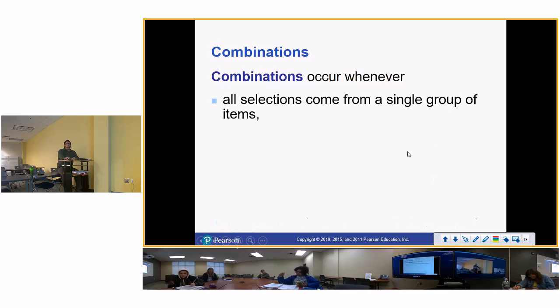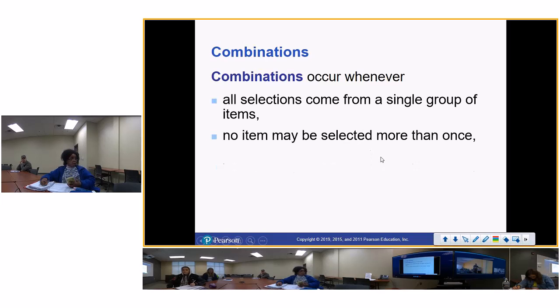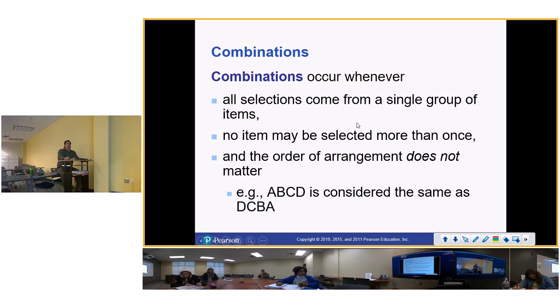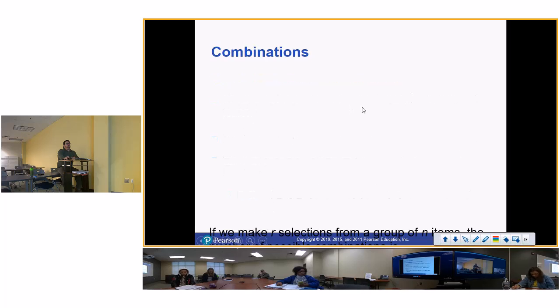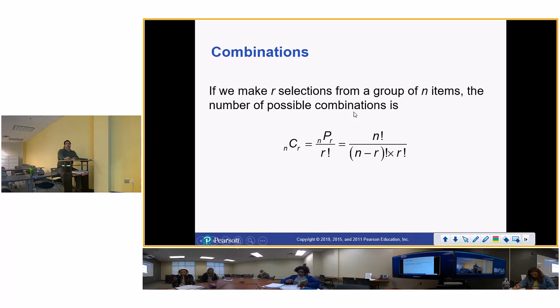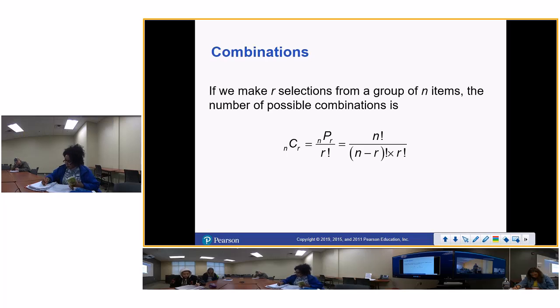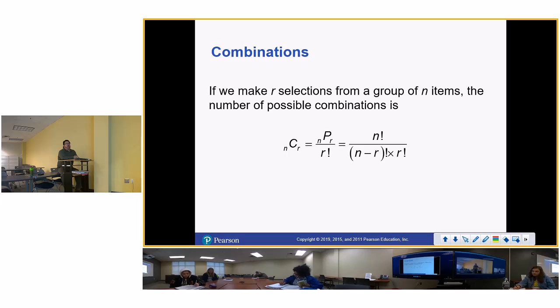Same thing with a combination. You use the calculator, but write down the formula. Okay, this one is going to be n factorial over n minus r factorial times r factorial.